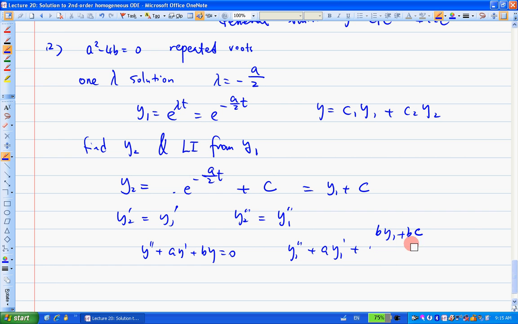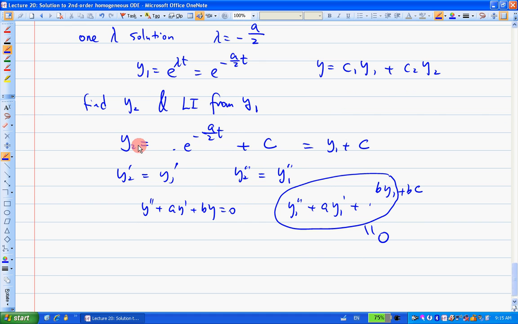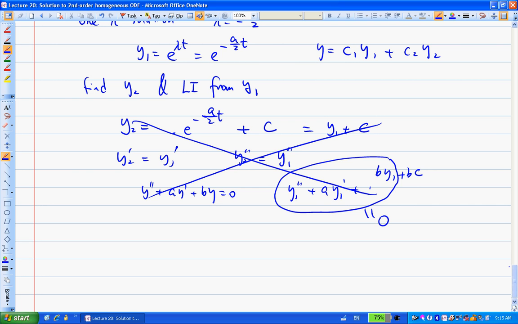If I just look at this whole chunk here, what is that equal to? That equals 0, because y1 is a solution. So you're only left with bc. But can you guarantee bc is 0? The only choice is c equal to 0, so this won't work. So what did I just try? Multiplying by a constant won't work, adding a constant won't work.